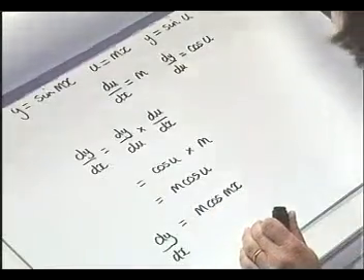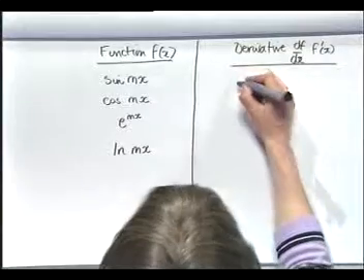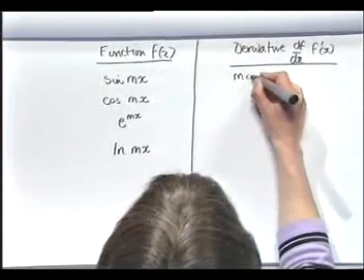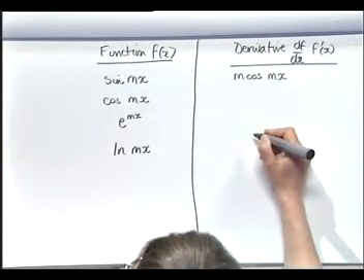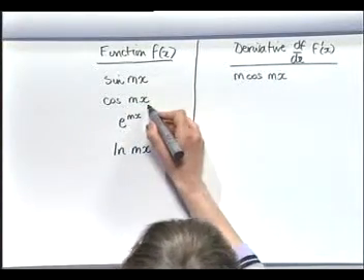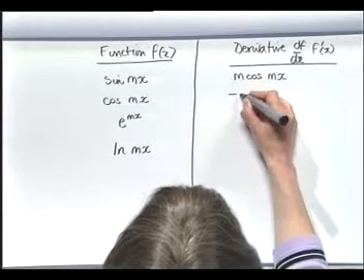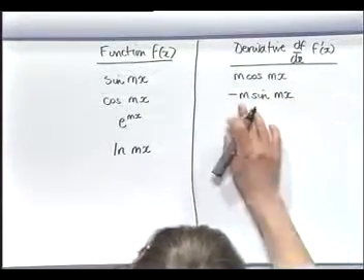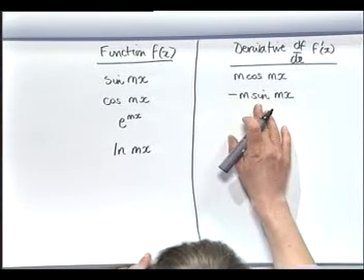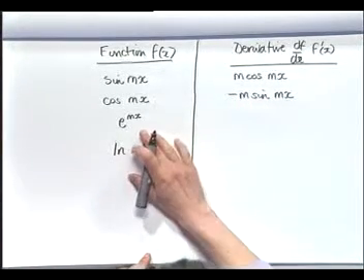So let's go back and pop that in our table. The derivative of sine mx is m cos mx, and in a similar way, the derivative of cos mx will be minus m sine mx. Again, just like multiplying by the m. Let's look now at e to the power of mx.